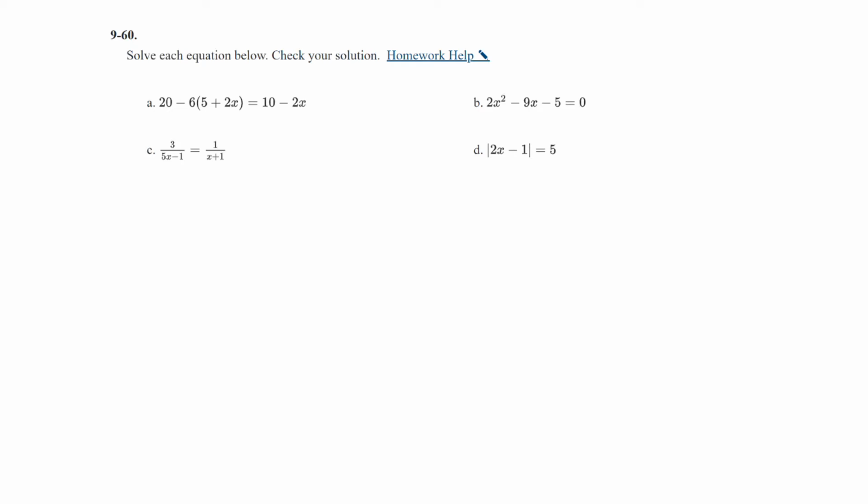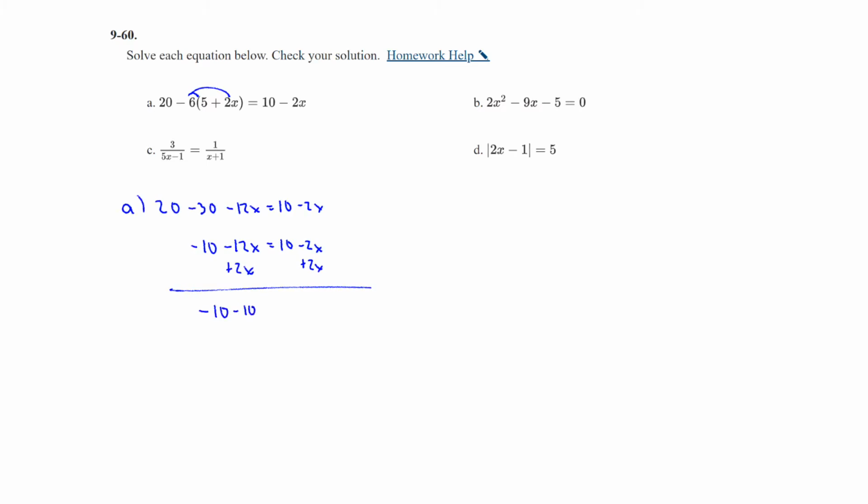Question 60, solve each equation below, check your solution. So on the first one here, we're going to go ahead and distribute the negative 6, and then we'll combine our like terms. 20 minus 30 minus 12x is equal to 10 minus 2x. 20 minus 30 is negative 10. Let's go ahead and add 2x to both sides. That's negative 10 minus 10x is equal to 10. Lots of 10s here. Add 10. Negative 10x is equal to 20. Divide by negative 10, and x is equal to negative 2.